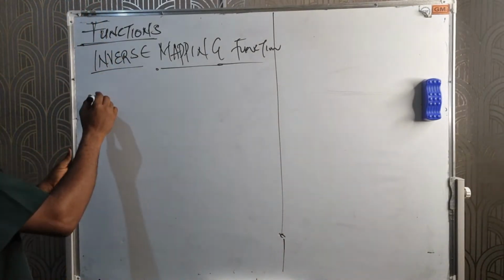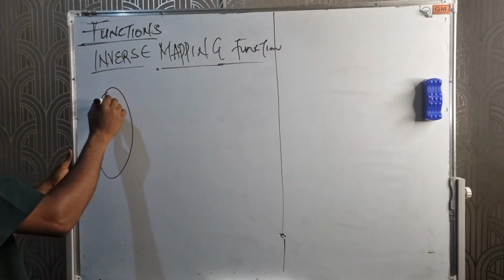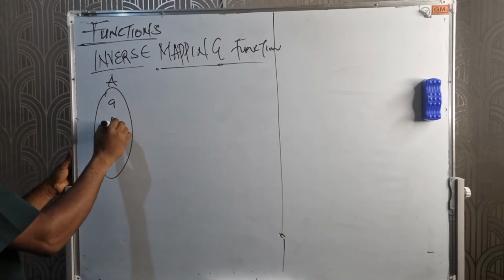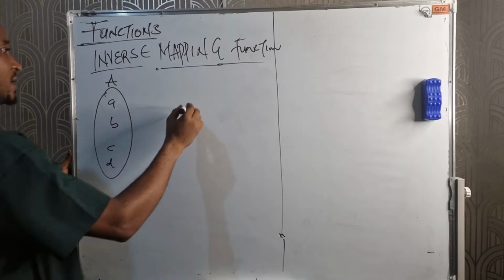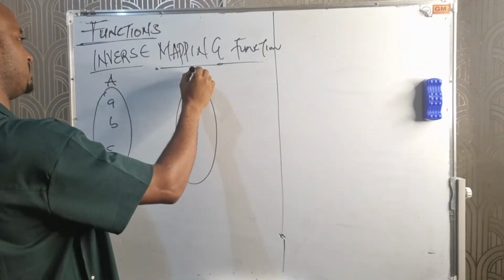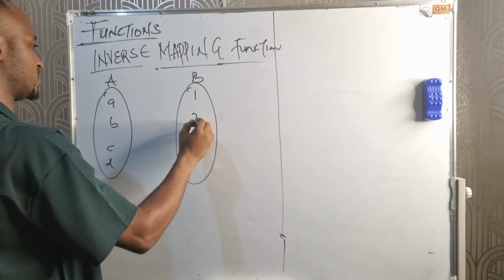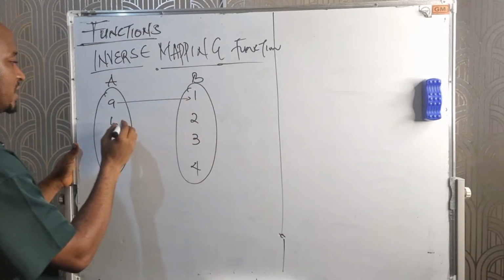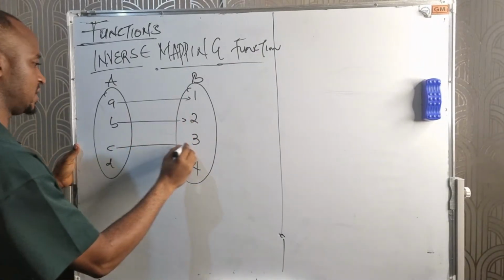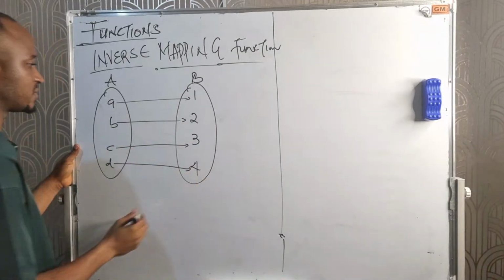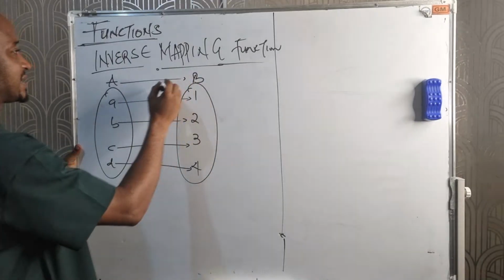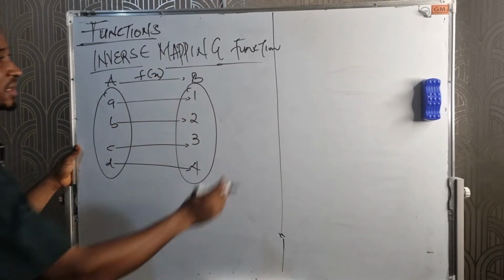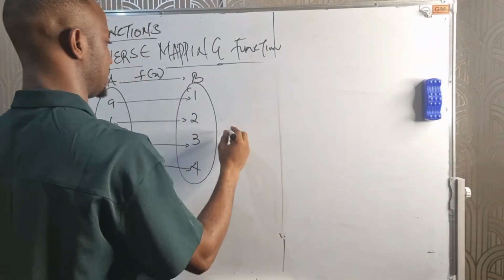A good example is this. I have A, and A is A, B, C, and D. And I have B, and B is 1, 2, 3, and 4. A is mapped to 1, B is mapped to 2, C is mapped to 3, D is mapped to 4. And the assignment between A and B is f of x.